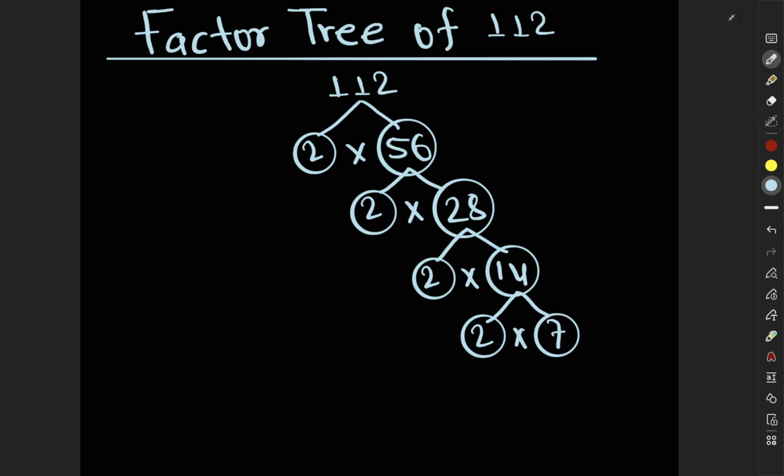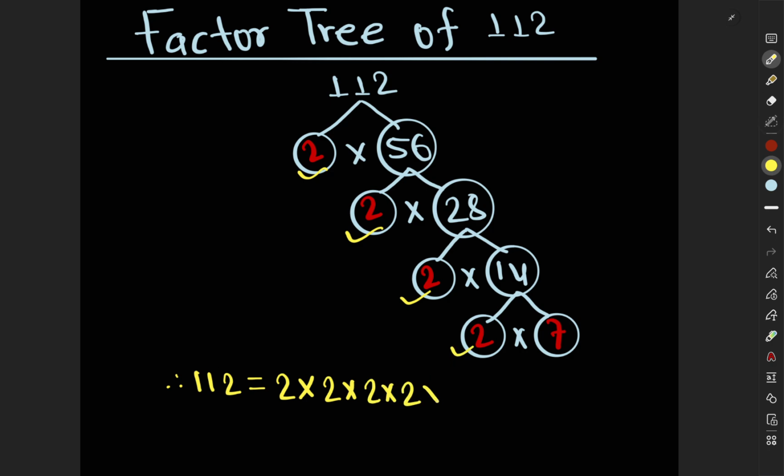So now we select the prime numbers in all these numbers. So the prime numbers here are 2, 2, this 2, this 2 and 7. So we can write 112 is equal to the product of all these prime numbers, that is, this 2 times this 2 times this 2 times this 2 and at last this 7.